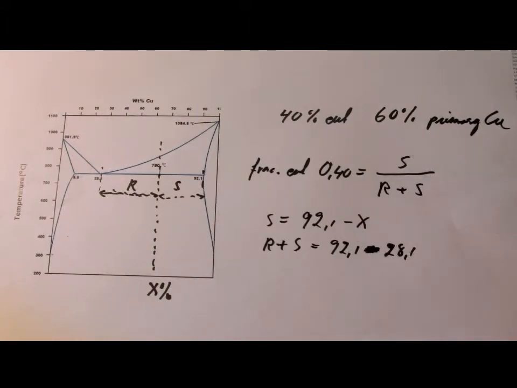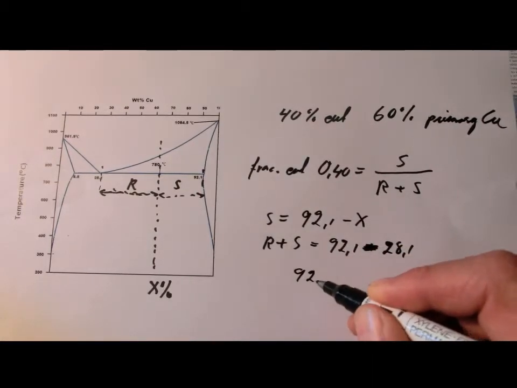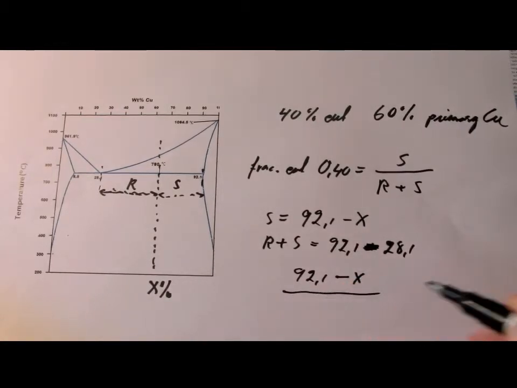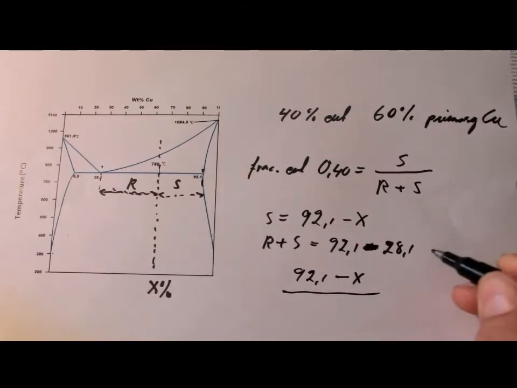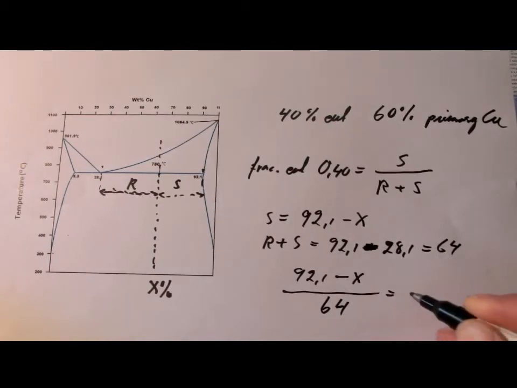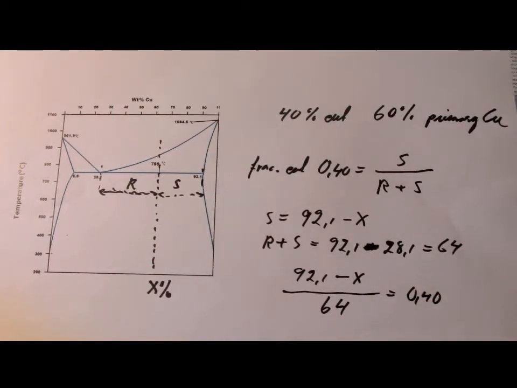So we put these two expressions in the equation up there, and we get 92.1 minus X, and we calculate 92.1 minus 28.1 to 64, so we divide that by 64, and that is 0.40. And if we solve this, we will get the solution, which is X will then be 66.5%, and that's the percent copper.